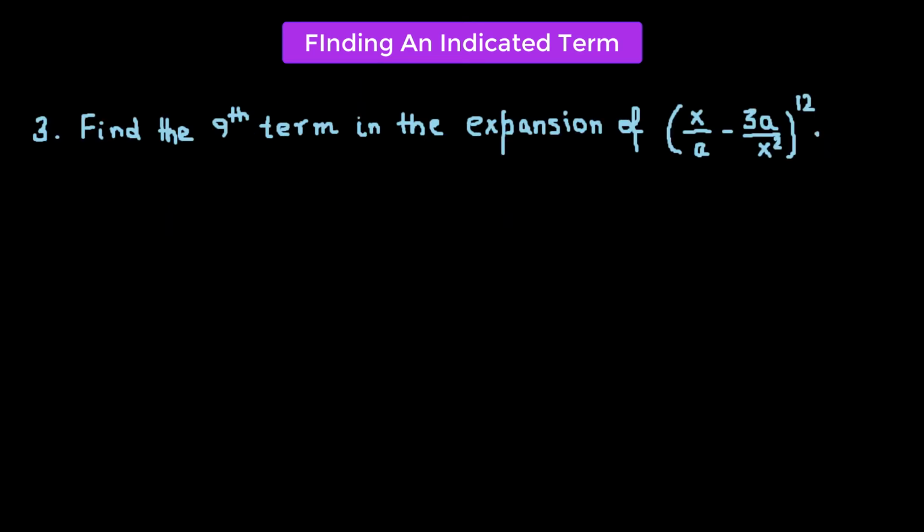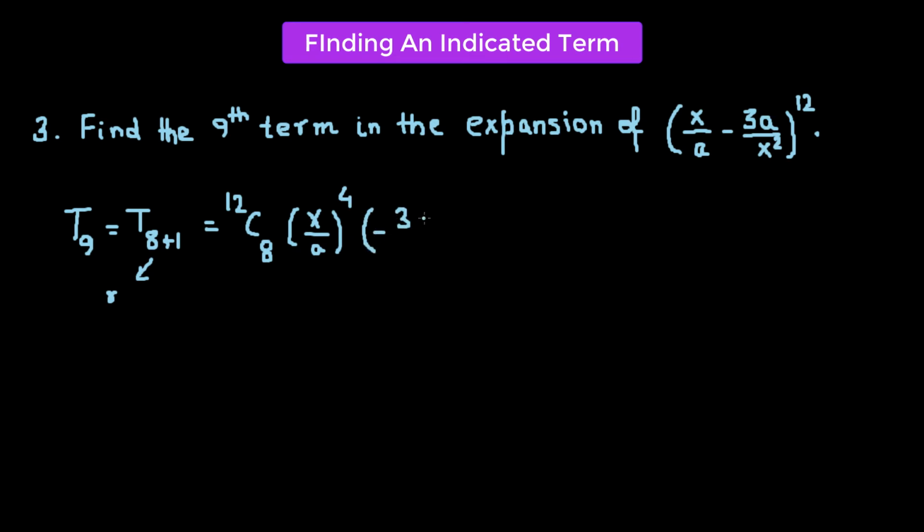So in this question, we have to find out the 9th term in the expansion of this binomial expression. So let's do that. T of 9 can also be written as T of 8 plus 1, so that 8 becomes the value of r. So this is equal to 12C8. We take the first term, which is x over a, raised to the power of 12 minus 8, which is 4. Then we take the second term, with the negative as well, negative 3a over x squared raised to the power of 8. So this is the 9th term.